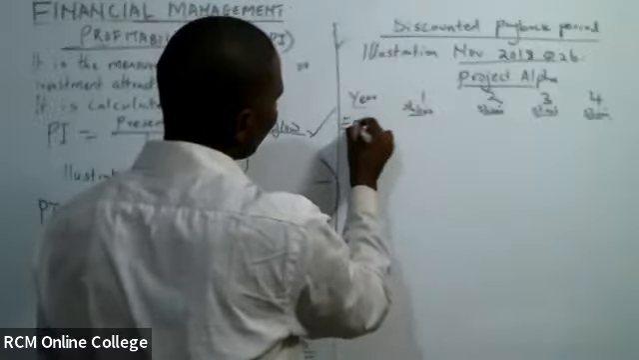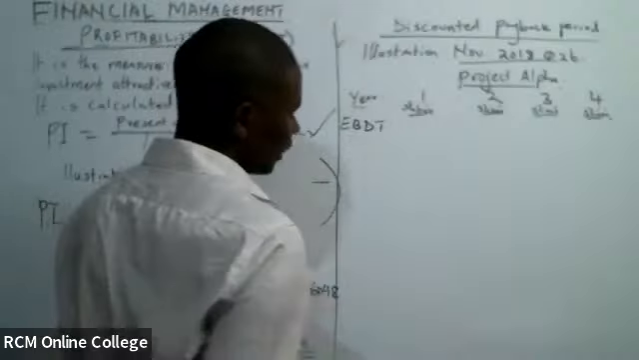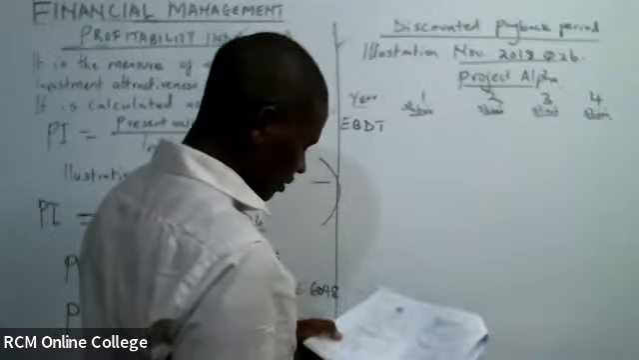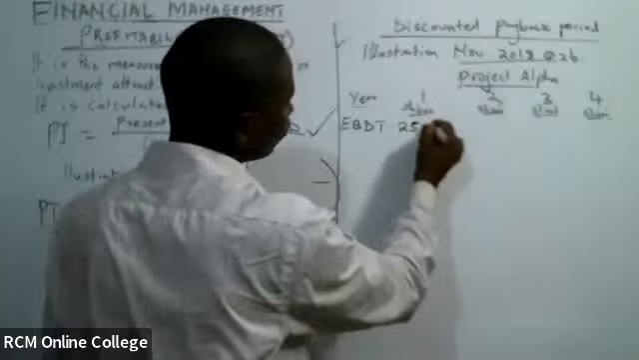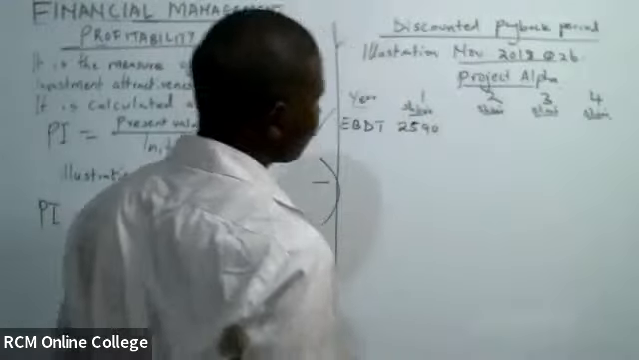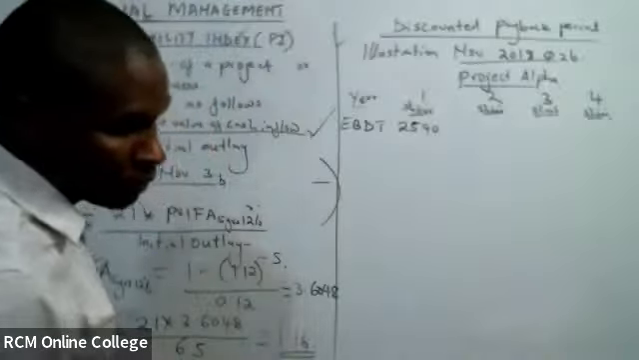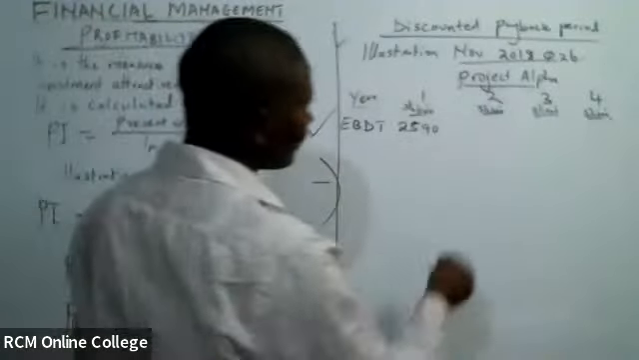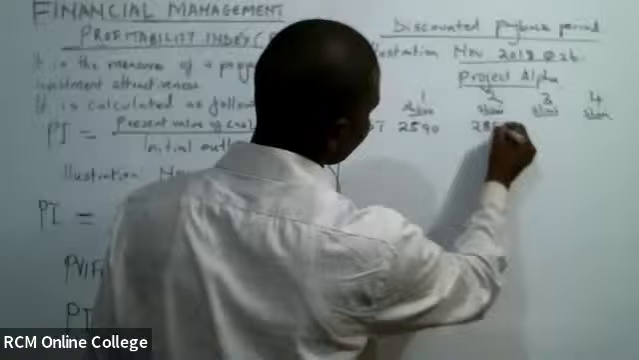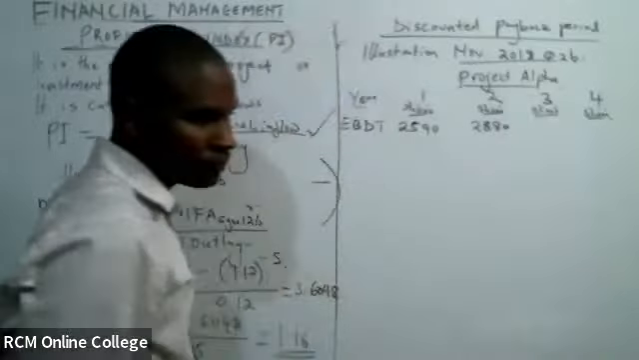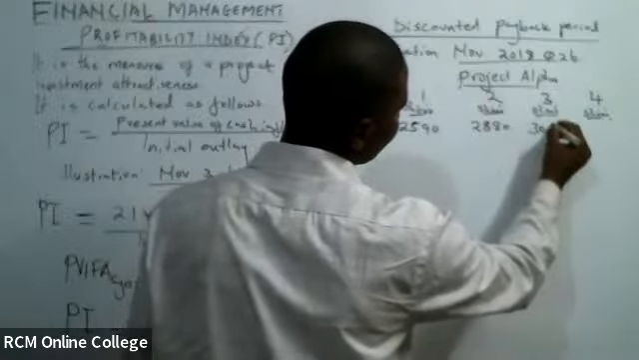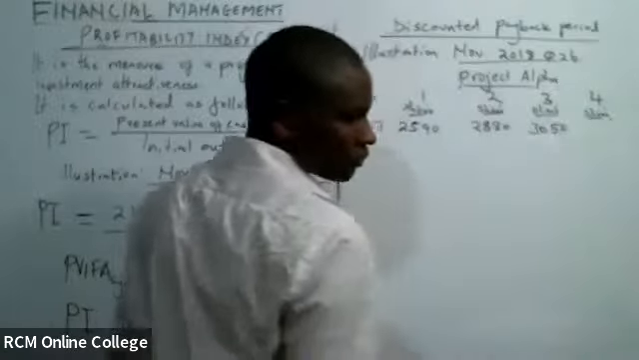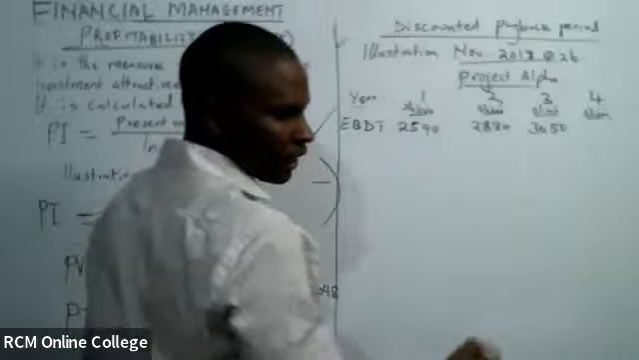So our earning before depreciation and tax for year 1, the given one? Year 1, 2590. Year 2, 2880. Year 3, 3050. And year 4, 2950.